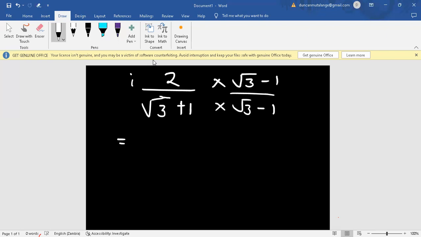So you know that the conjugate is going to give you what? When you multiply the conjugates, you can just get the root of 3, okay, squared.